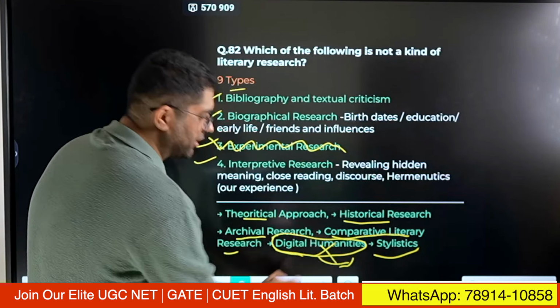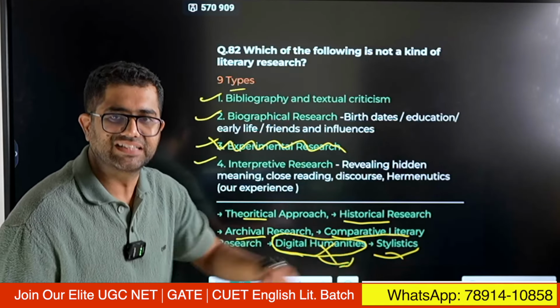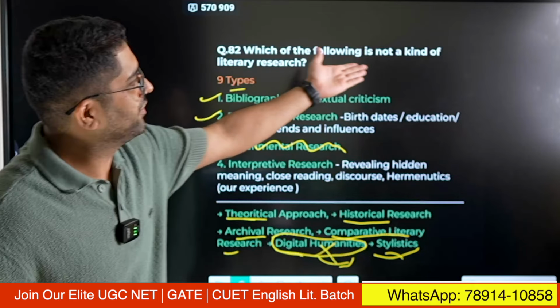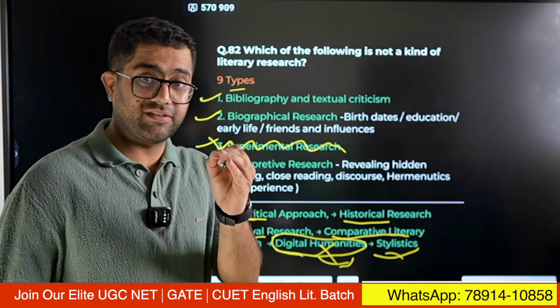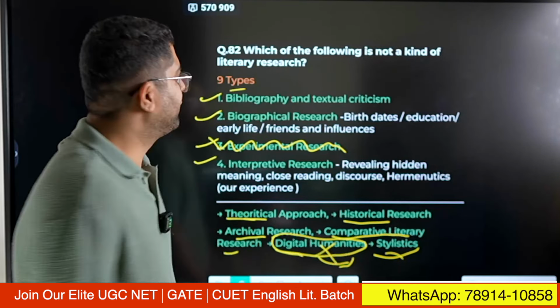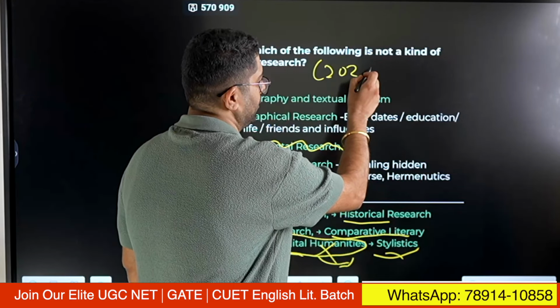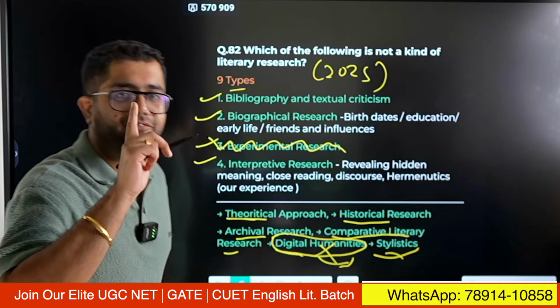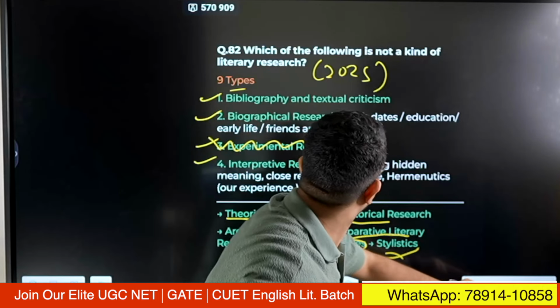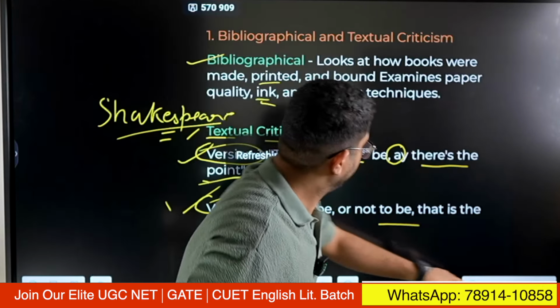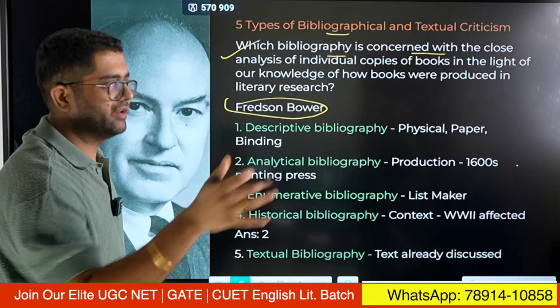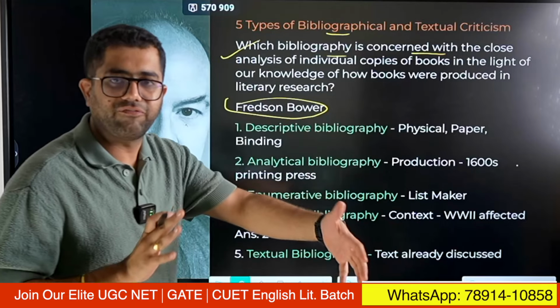Questions may not come from one area; they may ask you questions from stylistics, they may ask you questions from the theoretical approach. This is a question: which of the following is not a kind of literary research? This is a question from the UGC NET 2025 examination. Bibliography and textual criticism is the first type of research, and it has further five types. Okay, Fredson Bowers, they can ask you who coined these or who organized bibliographical research in some sort of organized category.